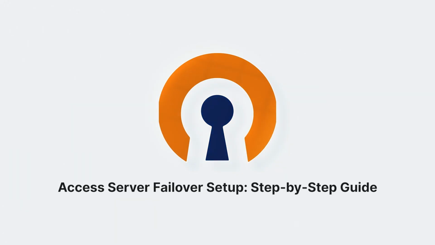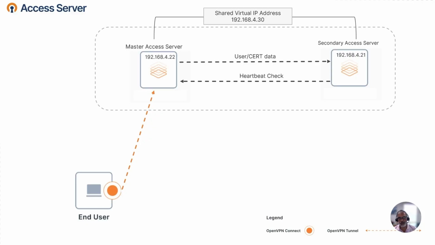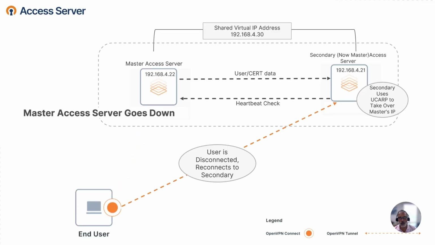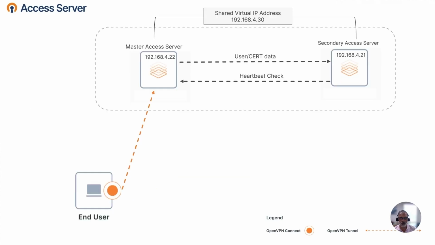Access Server comes with a built-in failover feature you can use on a local network. It works by having one server act as the primary while another waits in standby. If the primary goes down, the secondary automatically takes over. This is done with a method called UCARP, which uses VRRP heartbeat network packets. Clients may experience a short disruption, but service will quickly resume.